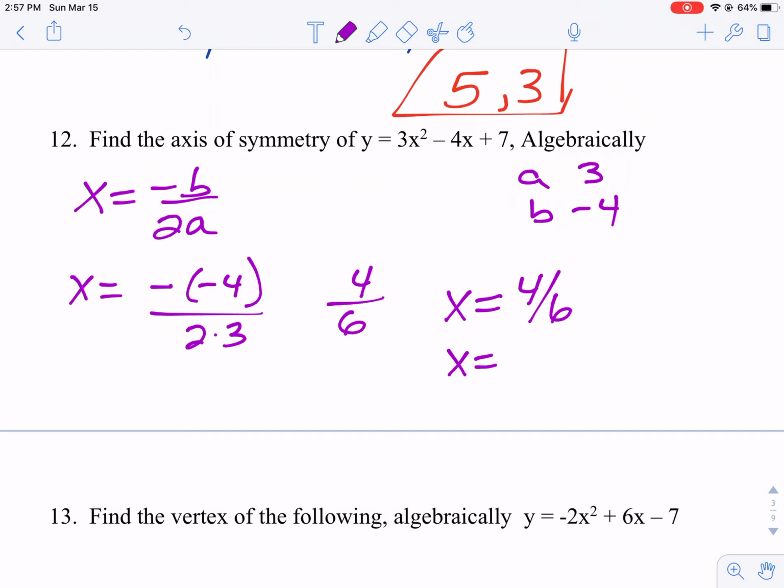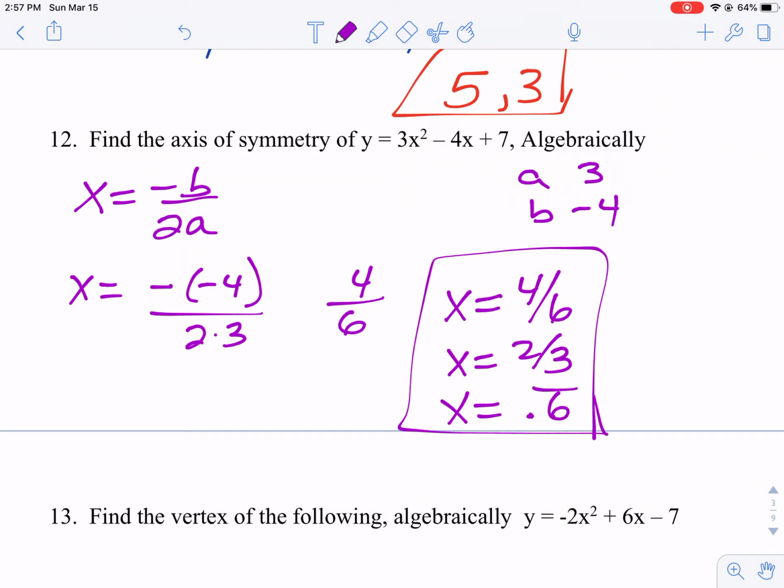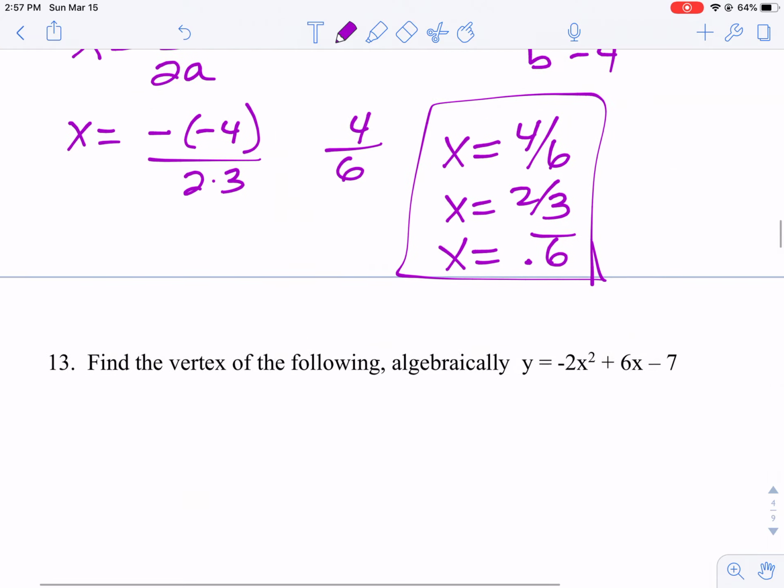If you did do a math frac, you would get 2/3. If you wanted to say x equals 0.6 repeating, that's fine too. Any of those answers is good, but you have to have the x equals. The axis of symmetry is a vertical line, a vertical line. It's got to say x equals, not just a number.